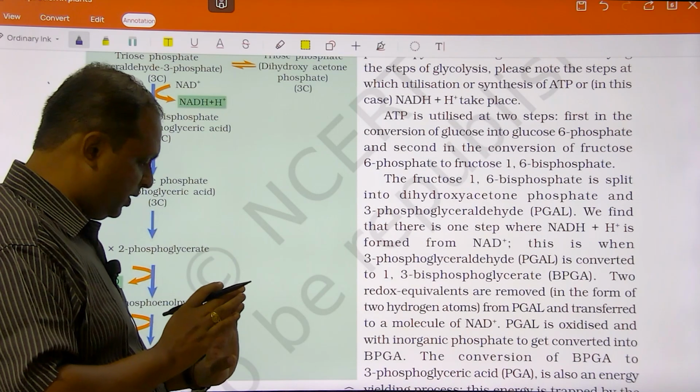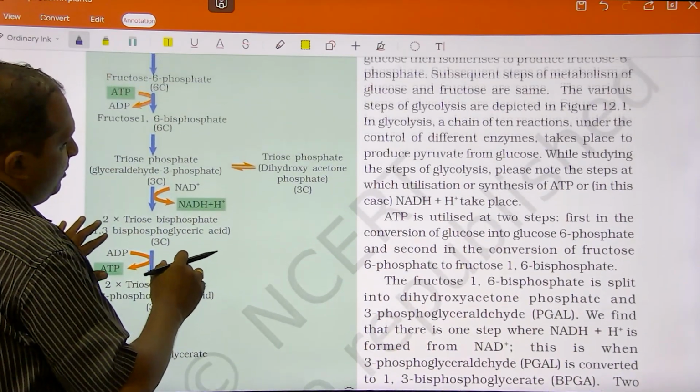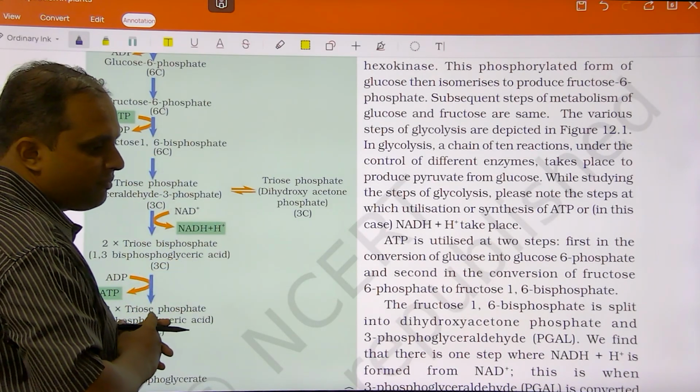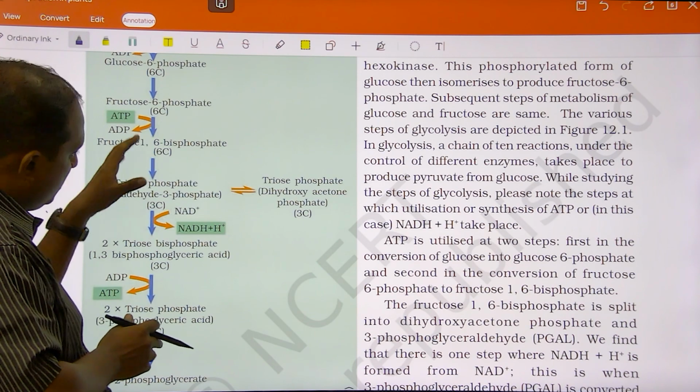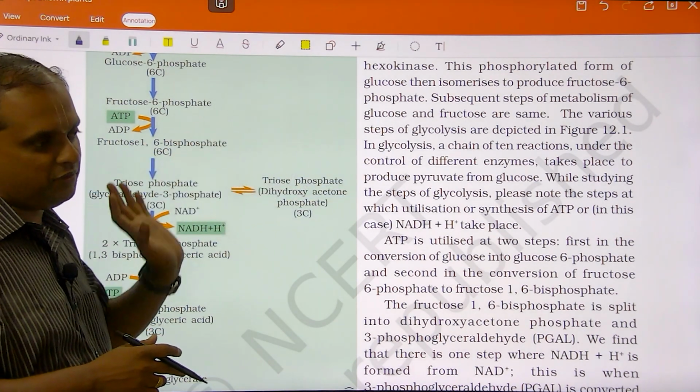oxygen. Is that clear? Right. Now, note down whatever I say. If you are going to understand this, then whatever is there here will be easy for you, right?